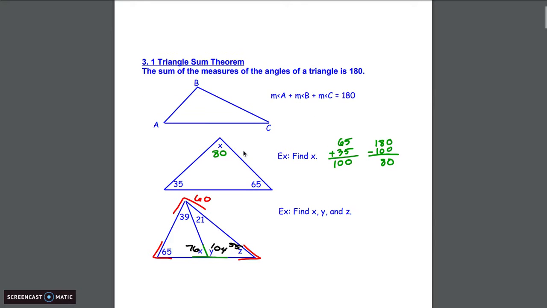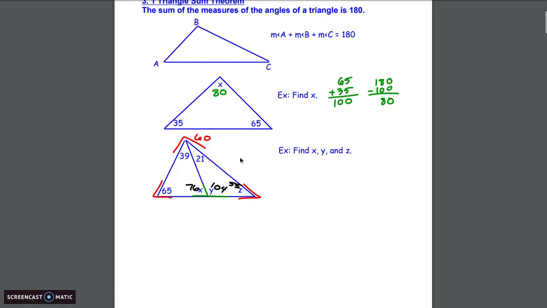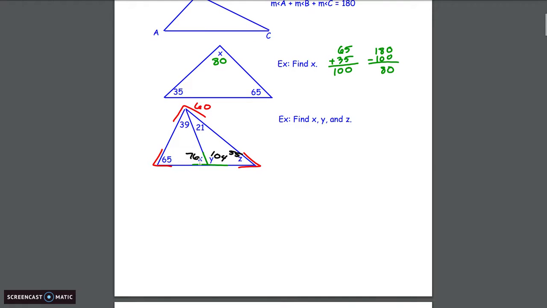So obviously you could find x if we are given 35 and 65. We know that added together is 100, and 180 minus 100 would give us x. Or you could just do 35 plus 65 plus x equals 180. And for this one, you would have to know your straight angles rule, which is that they add up to equal 180. So x and y would equal 180. That's how you would figure that out.